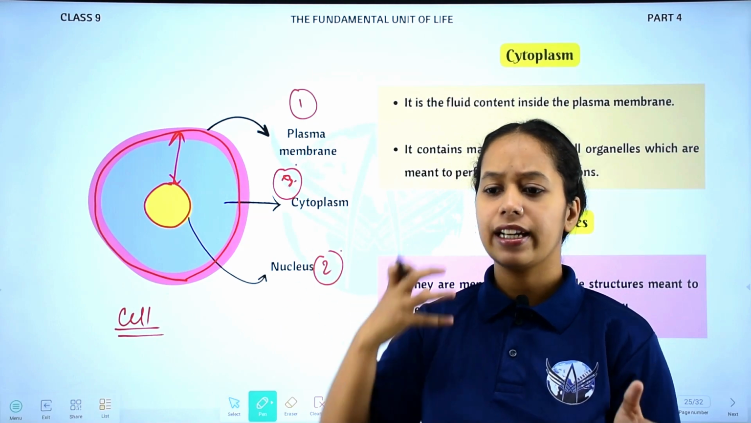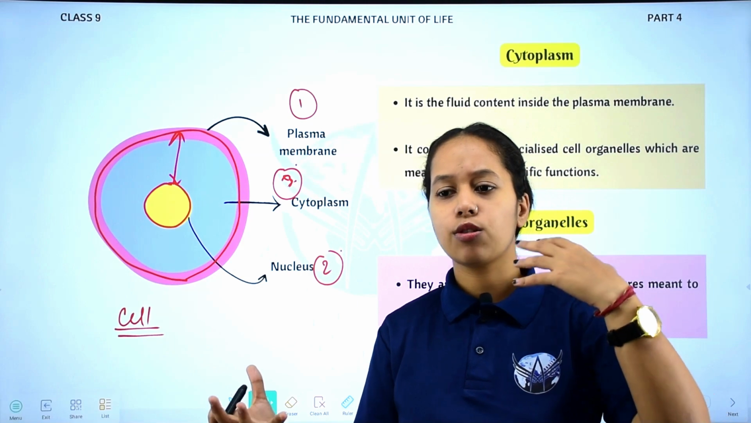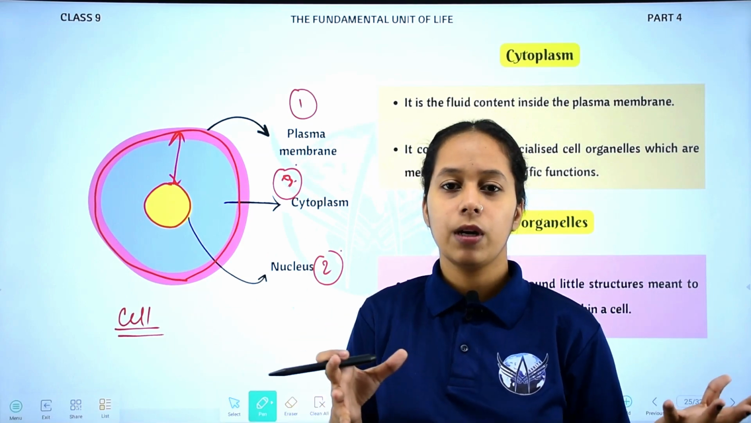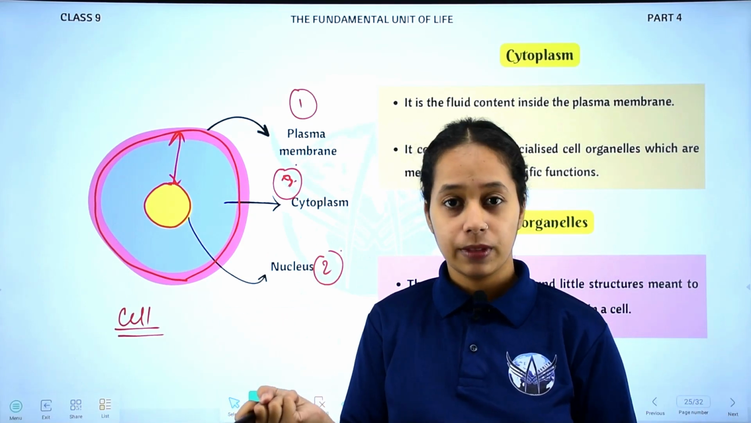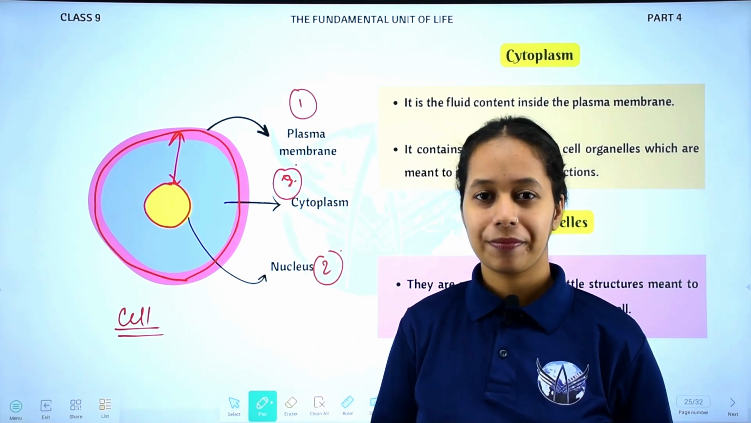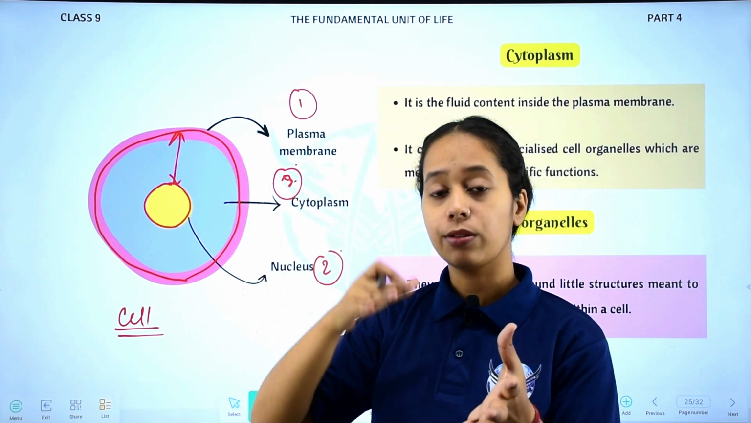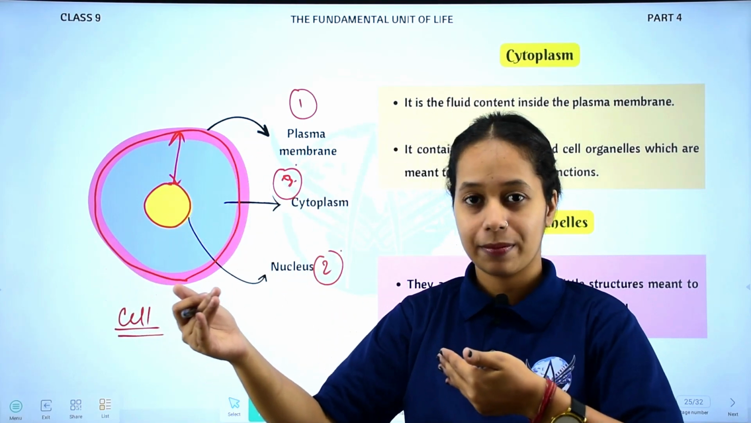Is there any gas which is present there? Is it filled up with gas? Is it a solid material that fills this space up? Or is it completely vacuum? Is it a hollow space which has nothing in it? What is there inside the cell, in between the plasma membrane and the nucleus?